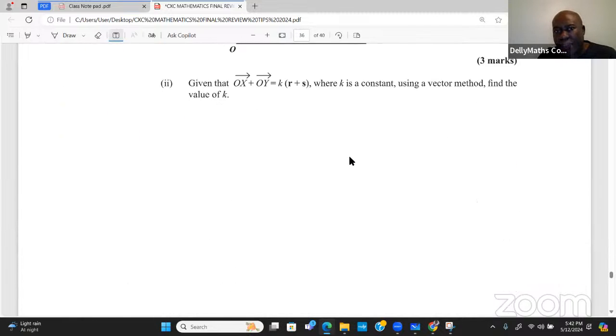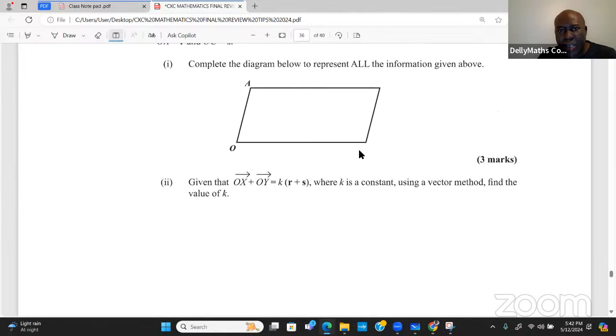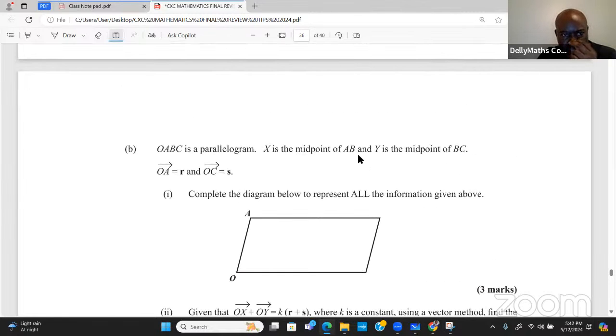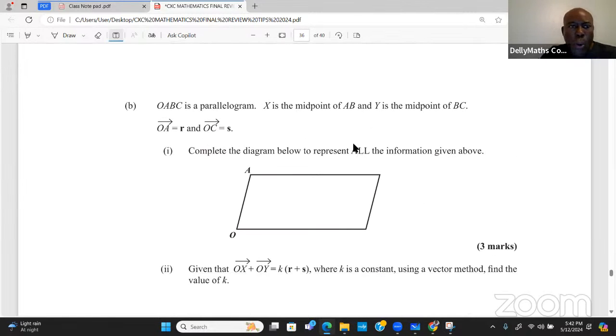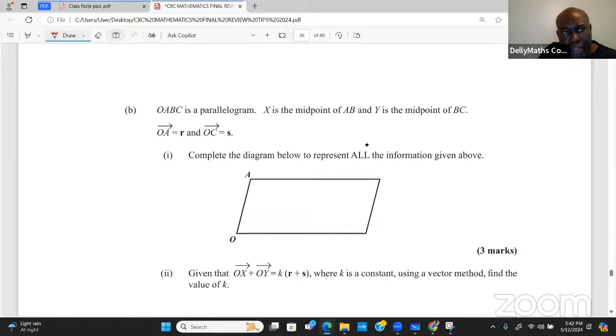Vectors, and last, we're at the last. Okay, let's see what's going on for this vector question here. I'm going to label as I go. It says OABC is a parallelogram. OA, this is B, hold on. This is B here, and this is C. It is a parallelogram. That means this is parallel to this, and this is parallel to that.